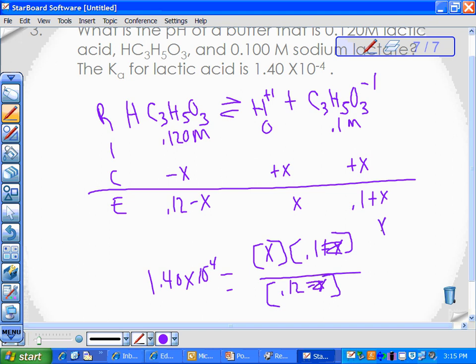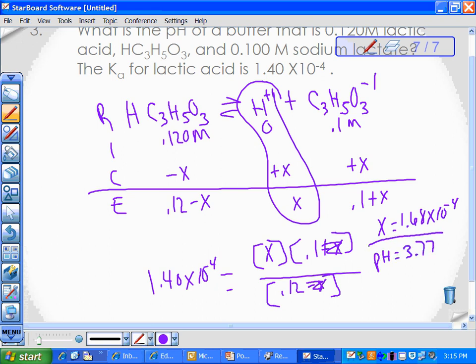Your x in this case will be 1.68 times 10 to the negative fourth. And if we look, here's our H plus again. We'll take the negative log of that, and you'll find your pH is 3.77. So, it works the same. We're just calling it a name.